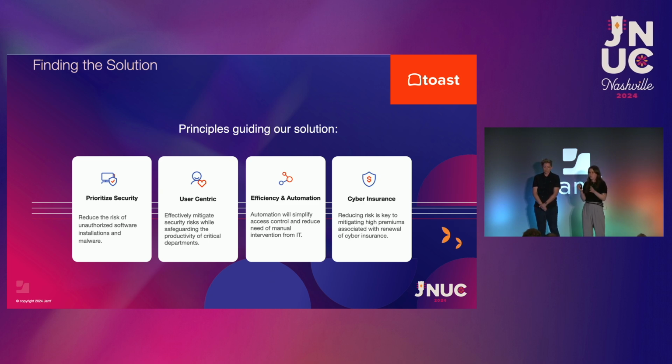We want to make it as few steps as possible for them, which then led us to efficiency and automation. We've got a really lean team. We don't have 1,000 admins to click and add access and revoke it to track the work being done, so it needs to be automated. And then finally, cyber insurance. We've got to keep it. So whatever we do needs to follow all of those requirements in order to pass that audit.